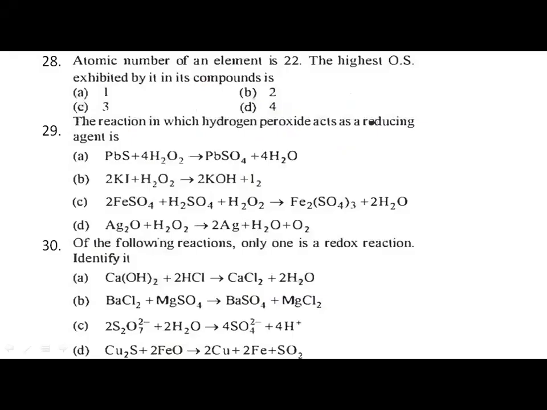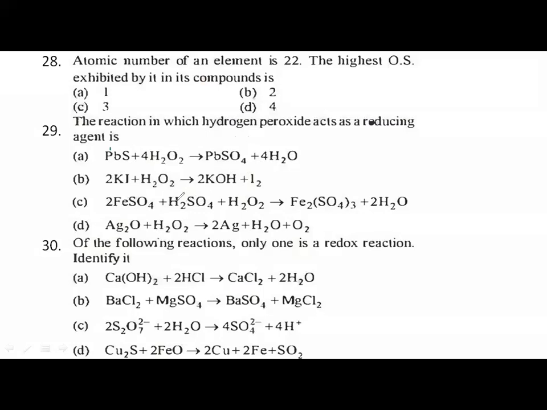Plus 4, option D. Next, the reaction in which hydrogen peroxide acts as a reducing agent. Reducing agent means there must be an increase in the oxidation state. Correct. So here we will see PbS, lead sulfide, plus 2 minus 2, H2O2 plus 1 minus 1. It's still the same. Then 2KI, plus 1 minus 1, plus 1 minus 1, 0. So it is not there.